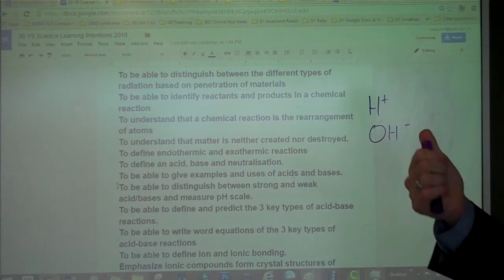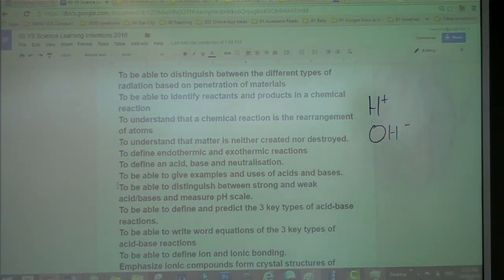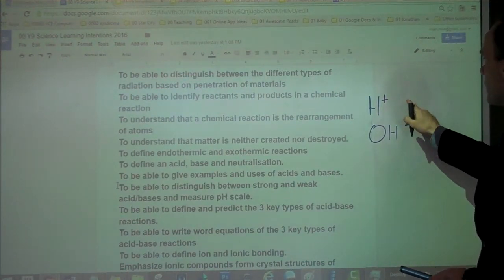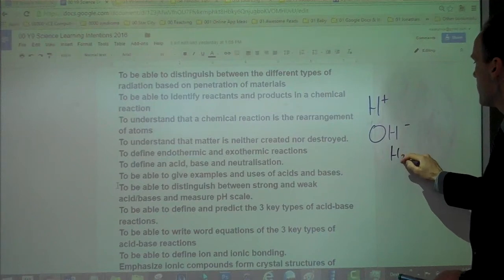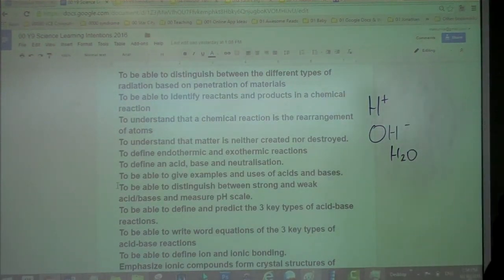And what happens when you put those two together, an acid and a base? What would you get? They neutralise. They neutralise, but what do you get? You get water and... Yeah, you've got two hydrogens and an oxygen will give you water, and that's a neutralisation reaction.